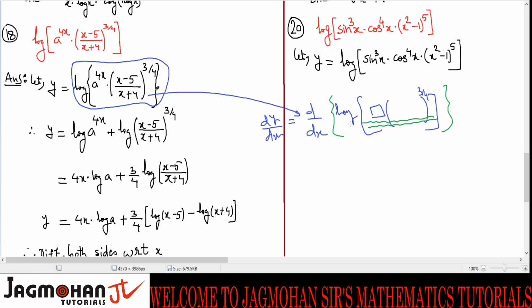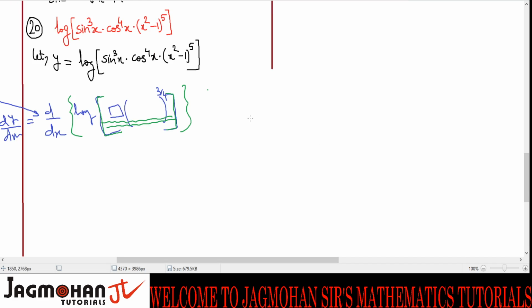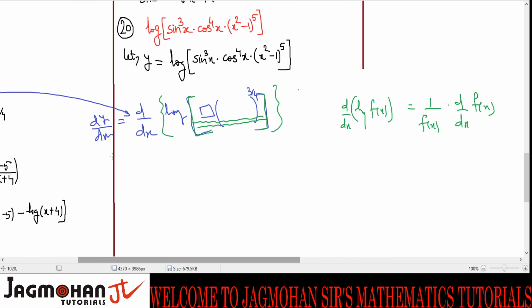So it is d by dx of log f of x, because this is not x. This is something other than x. If you are differentiating log of f of x, you write the derivative as 1 upon f of x into d by dx of f of x. So here, what will you write as the derivative of this?